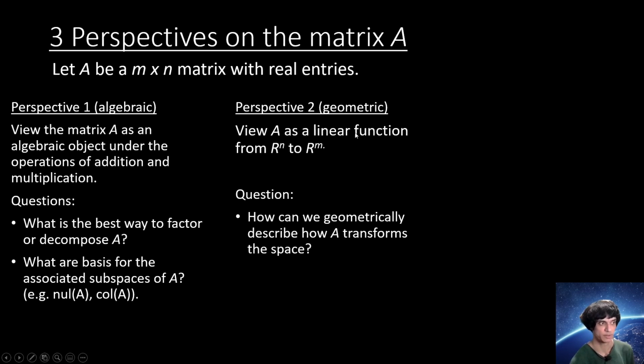The second perspective is what I'll call the geometric perspective. It's where we think of A as a linear function from Rn to Rm, where the m and the n come from the rows and the columns, respectively. How exactly a matrix induces such a function we'll describe in detail in the first week. So our question is, how do we describe this transformation geometrically? How can we geometrically describe how A transforms the space?